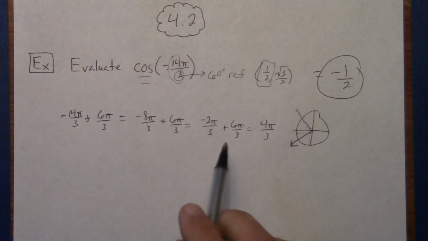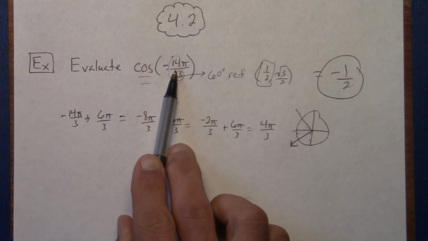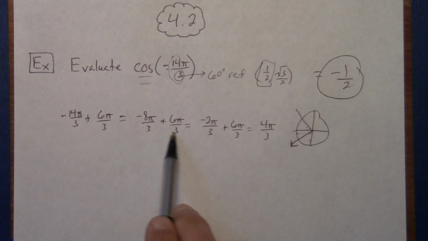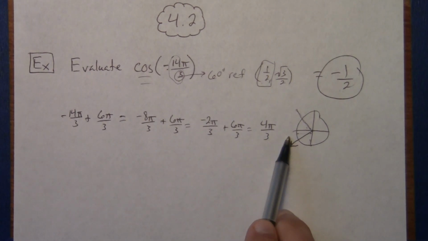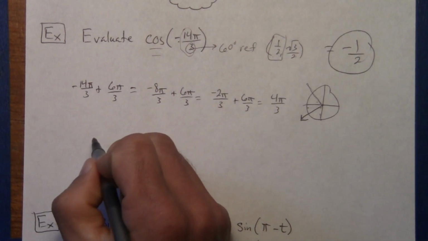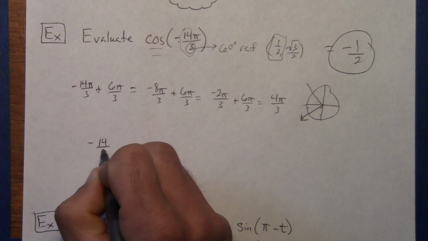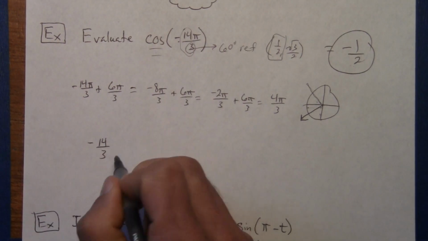Alright, now yes, that works and that's nice, but what if this angle is negative 1,477 pi over 3? Are you really going to add 2 pi over and over and over and over again? Probably not going to want to. So this is the other thing that you can do. You can take that improper fraction, and change it to a mixed number.